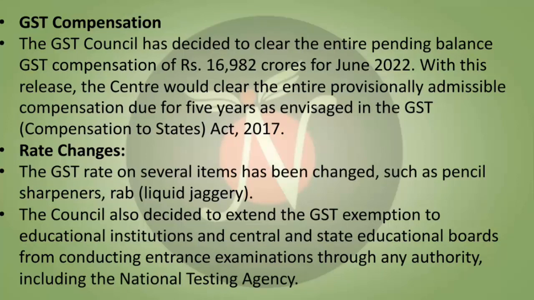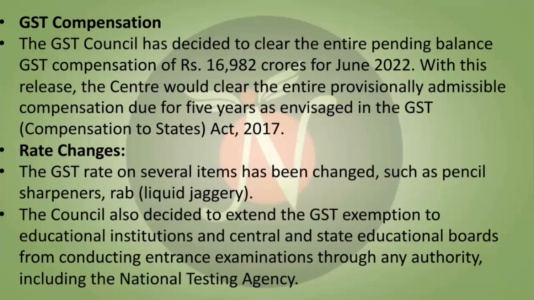Next, GST compensation. The GST Council has decided to clear the entire pending balance GST compensation of 16,982 crores for June 2022. With this release, the center would clear the entire provisionally admissible compensation due for the 5 years as envisaged in the GST Act of 2017.